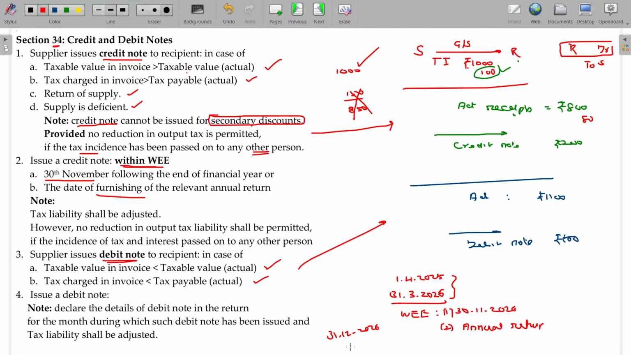After the completion of the financial year, you have to file the return by the end of that respective calendar year, within 31st December.